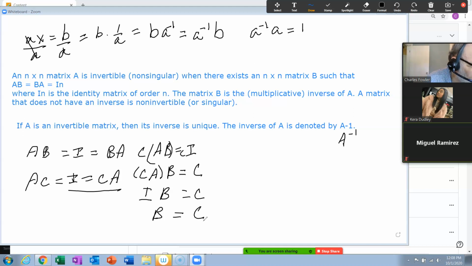There is only one, a unique inverse matrix. So the inverse, A inverse, of matrix A is unique. You can call it the inverse of A, and from here on we will call it A inverse. A times A inverse is the same as A inverse times A, and both of those products are your I sub n, whatever the dimension of A is.